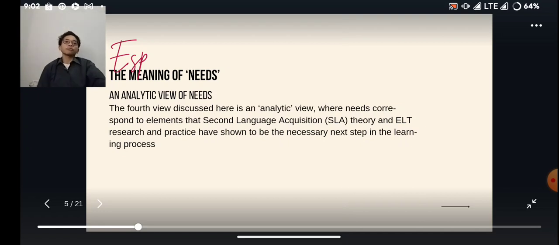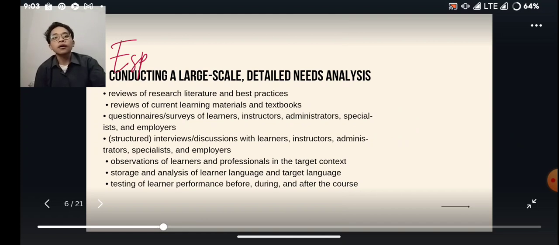Clearly, all four views of needs analysis provide insight that can guide ESP experts in the design and teaching of a course or program. On the other hand, we should remember that capturing a comprehensive list of needs from different stakeholders, using even this perspective, is difficult, if not impossible. So, if we are going to conduct a needs analysis, we should perhaps aim for what? Okay, next we can look at conducting a large-scale, detailed needs analysis.